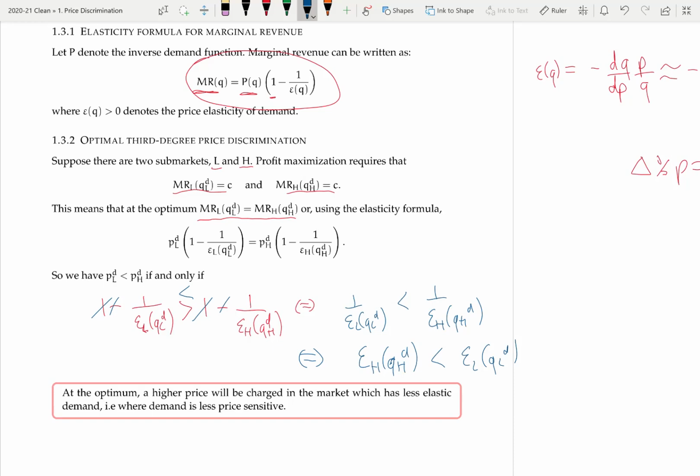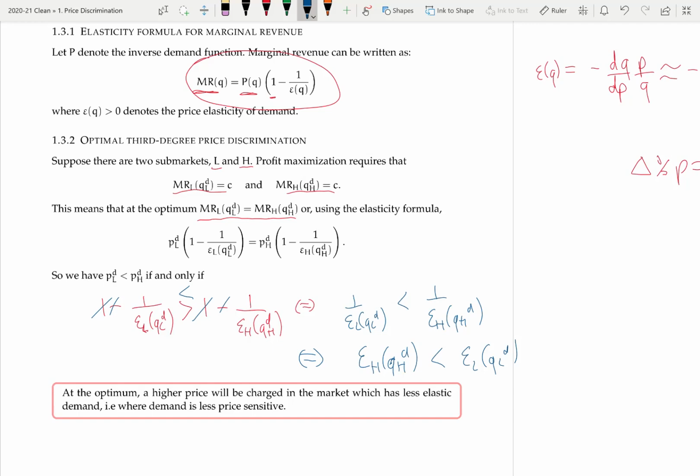So what this says is that the price is going to be lower if the elasticity is higher. So that is if the demand is more price sensitive. So a lower price is charged where demand is more price sensitive. A higher price will be charged where demand is less price sensitive.